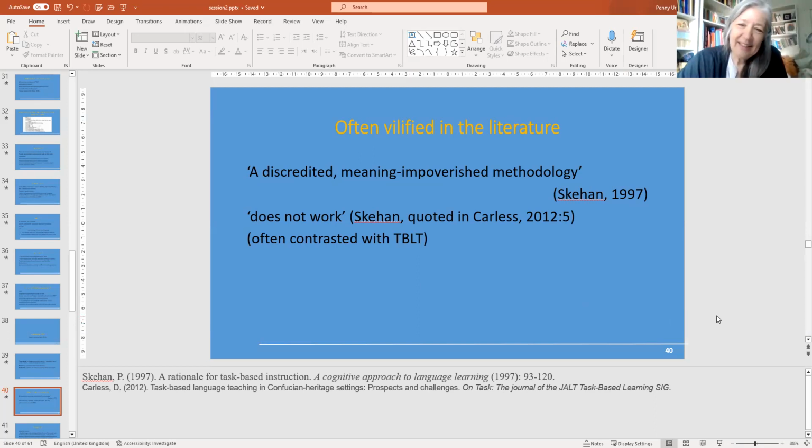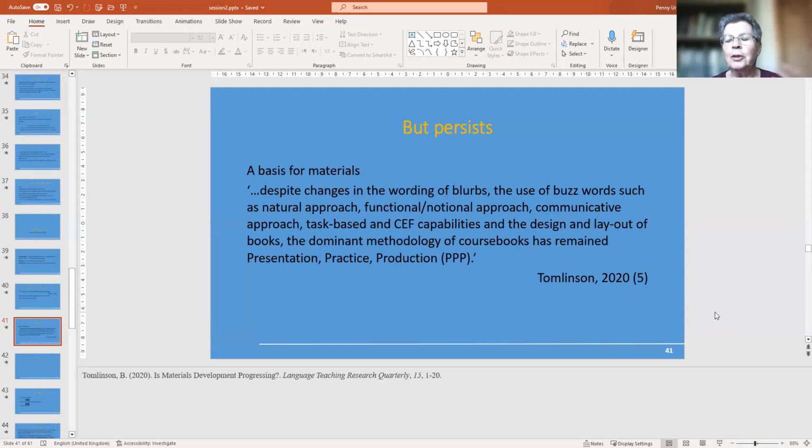Well, if you look in the literature, you find it all over the place, contrasted as if it's one extreme and TBLT is another extreme. But PPP, for some reason, refuses to die. Everybody's been killing it for years and it refuses to lie down. Here's a nice quote from Tomlinson about its use in a lot of textbooks. This is 2020, so it's fairly recent.